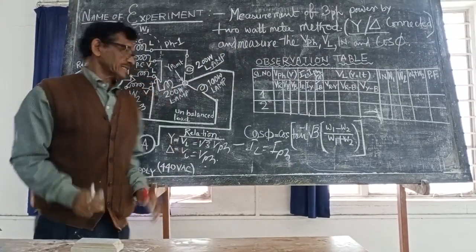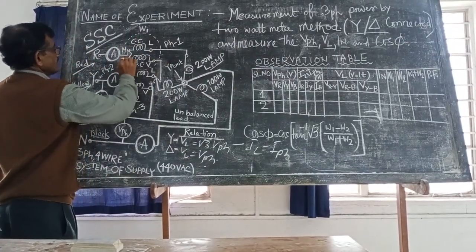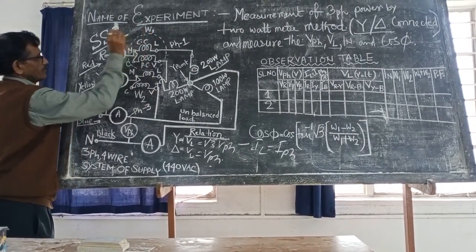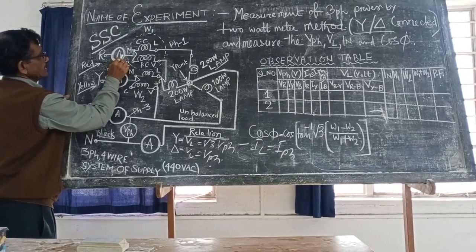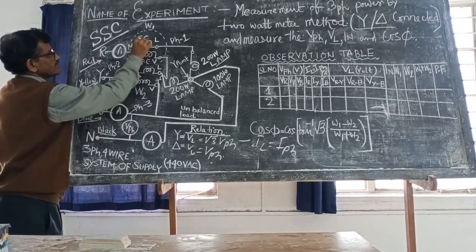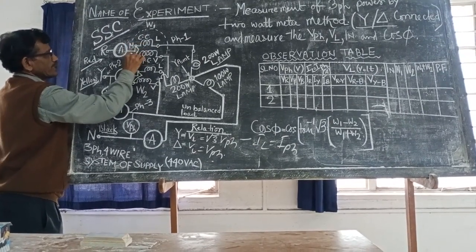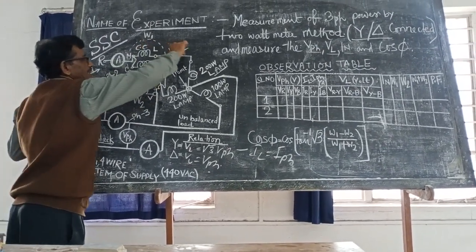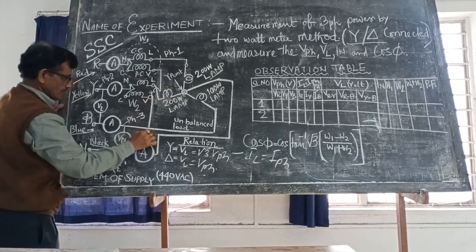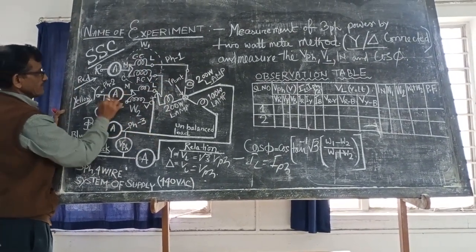How will we measure? Here you see the W1. This is the W1. This is the W2. CC means the current coil, PC means pressure coil. You see, this is the incoming line. M and C is shorted, that means the current coil and pressure coil, one end is shorted here. This L is connected with the load, and this V point is connected with the third phase. Here also the same connection.